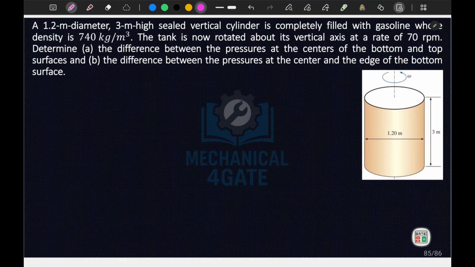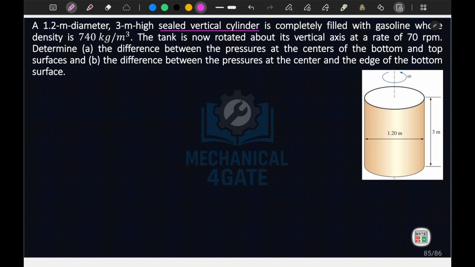A 1.2 meter diameter and 3 meter high sealed vertical cylinder is completely filled with gasoline, whose density is given. The tank is now rotated about the vertical axis at the rate of 70 rpm. Determine the difference between the pressure at the center of the bottom and top surface.